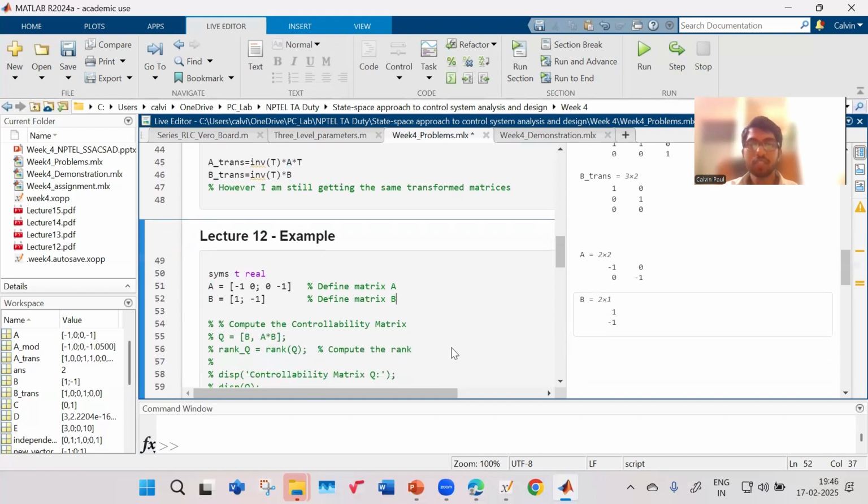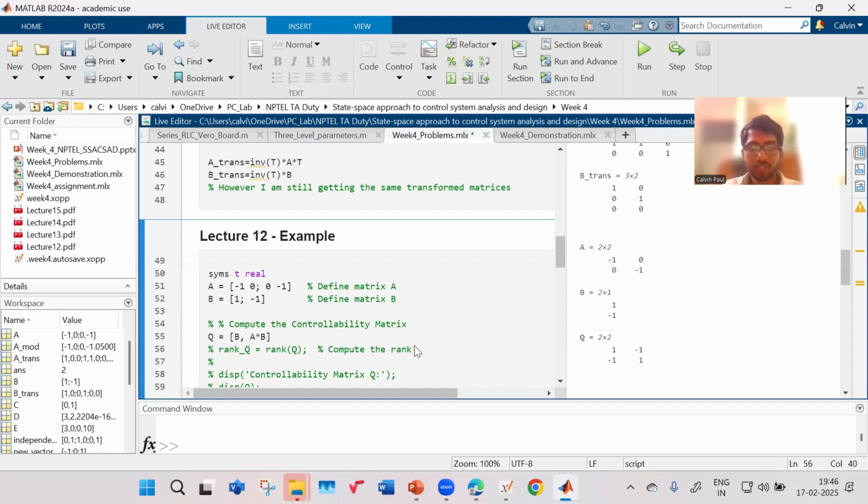Okay. So let us just find the controllability matrix, which is given by this, right? If you find this controllability matrix, that is Q, that is 1, -1, -1, 1. So if you look at this, you can see that the first row and the second row are dependent. That is, the second row is -1 times the first row. So that means this matrix is not full rank.